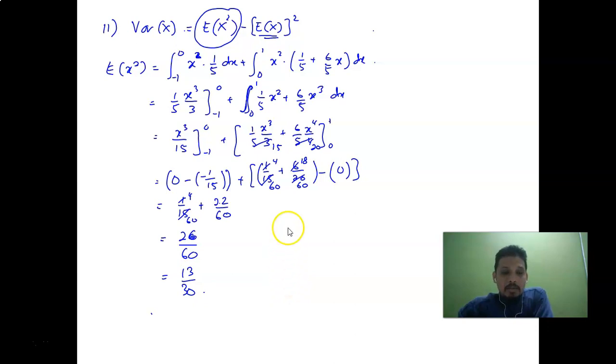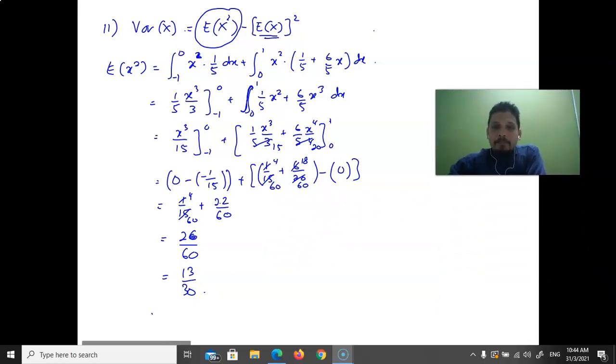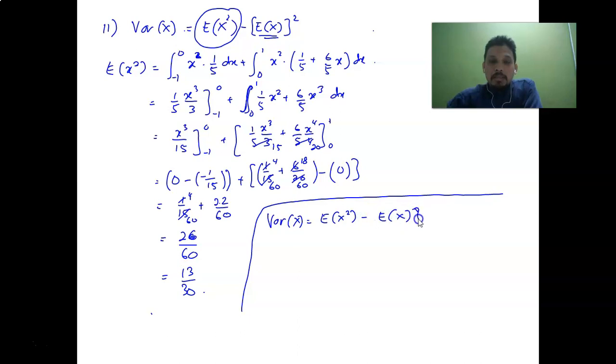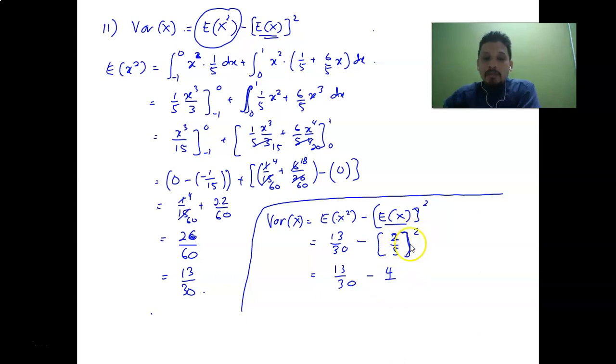Okay. So now, to find the variance of x, the variance of x equal to E of x squared minus E of x in bracket squared. E of x squared we found here, which is 13 over 30, minus, okay, E of x, let's see the result of this, which is 2 over 5. So then 2 over 5 in bracket squared. Okay, so then 13 over 30 minus 2 squared equal to 4, 5 squared equal to 25. Okay, so let's simplify this. 30 and 25.